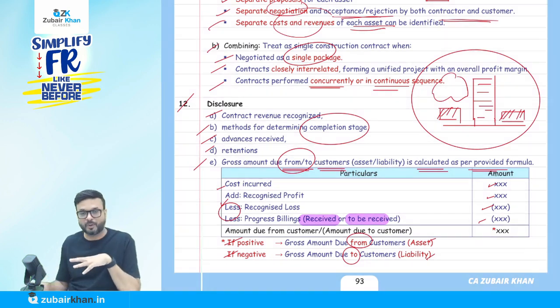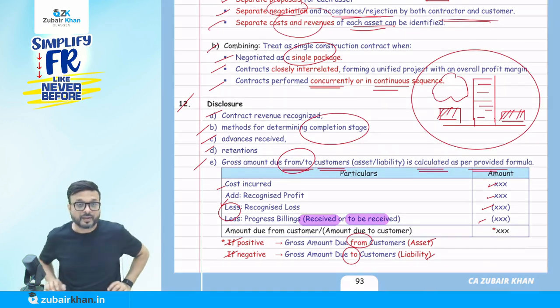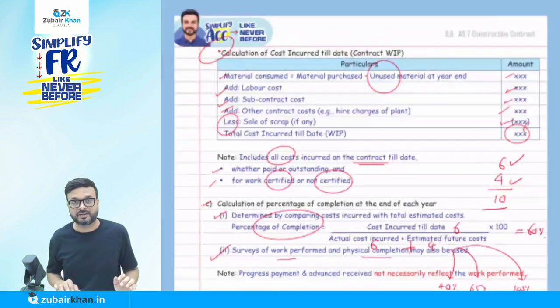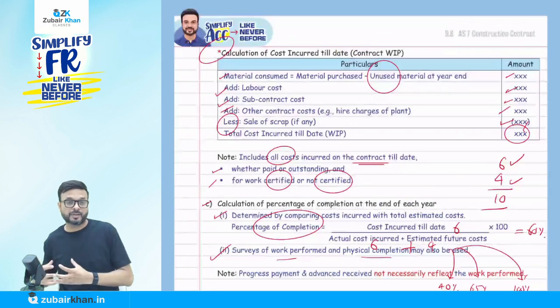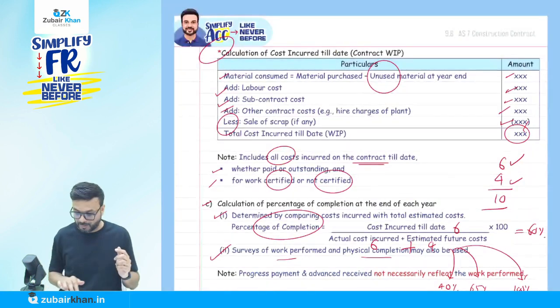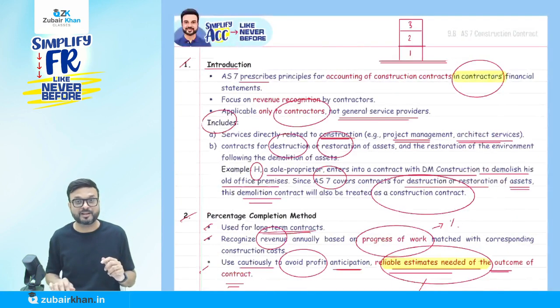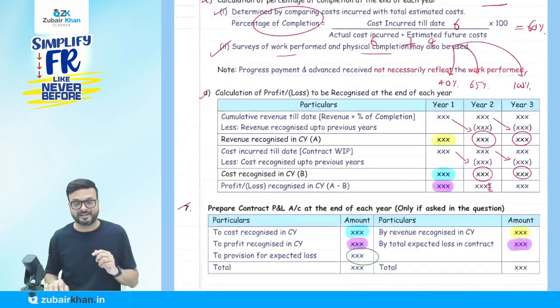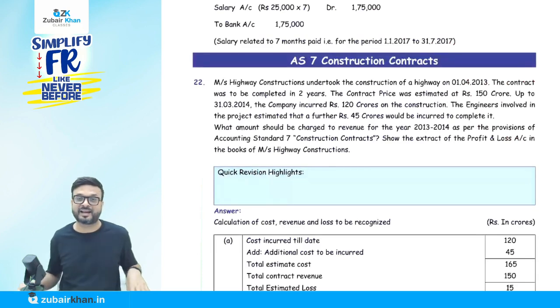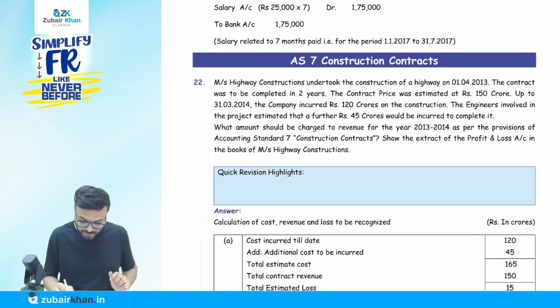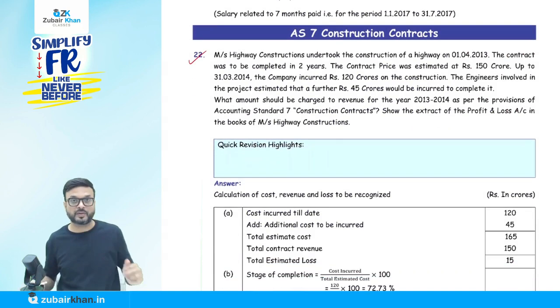So this is important. This is all about Accounting Standard 7 that we have done in revision. Remember these are the steps: revenue, cost, total, then the percentage, then the recognition through that table, and then we prepare the profit and loss account if they ask you in the examination. So now we'll go to our Super 100 questions, and on AS7 we have the questions starting from 22. Okay, now come to question number 22.